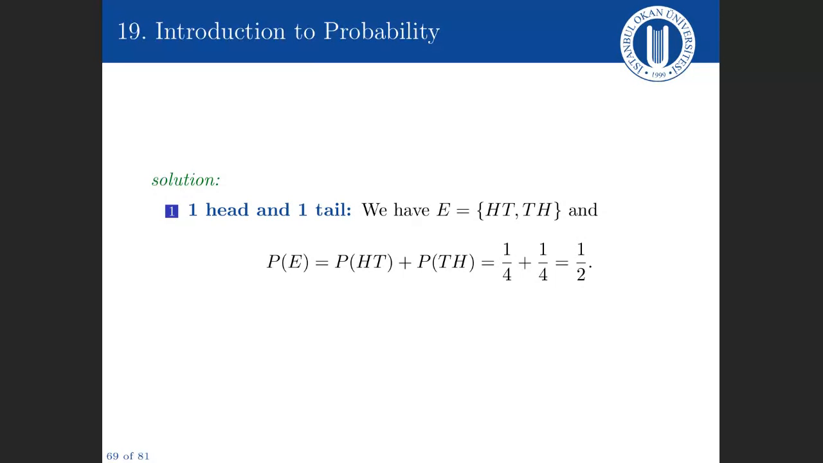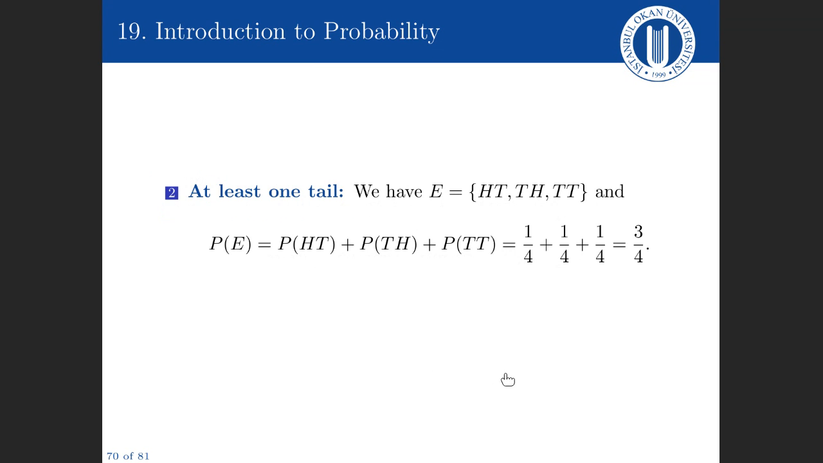First of all, how can we get one head and one tail? We could either have head tail or we could have tail head. The probability of getting one head and one tail must be 1/4 plus 1/4 or 1/2. How can we have at least one tail? We might have head tail or tail head or tail tail. The probability of getting at least one tail must be 3/4.